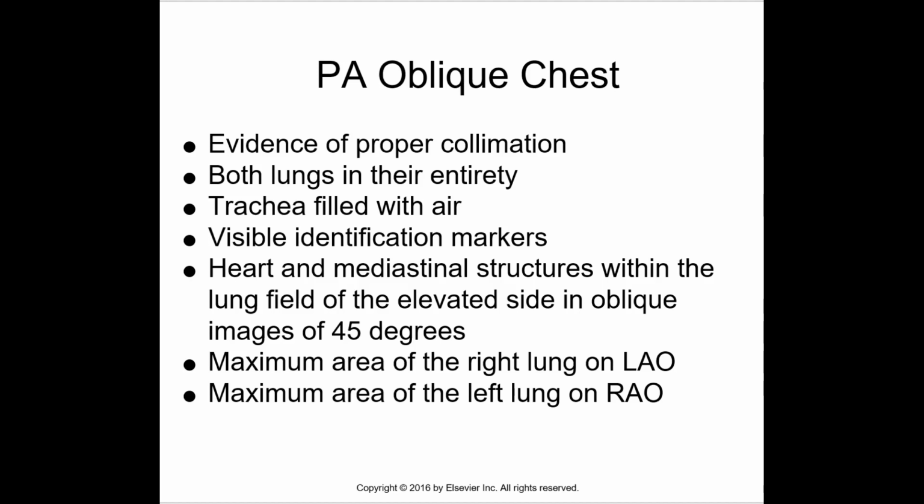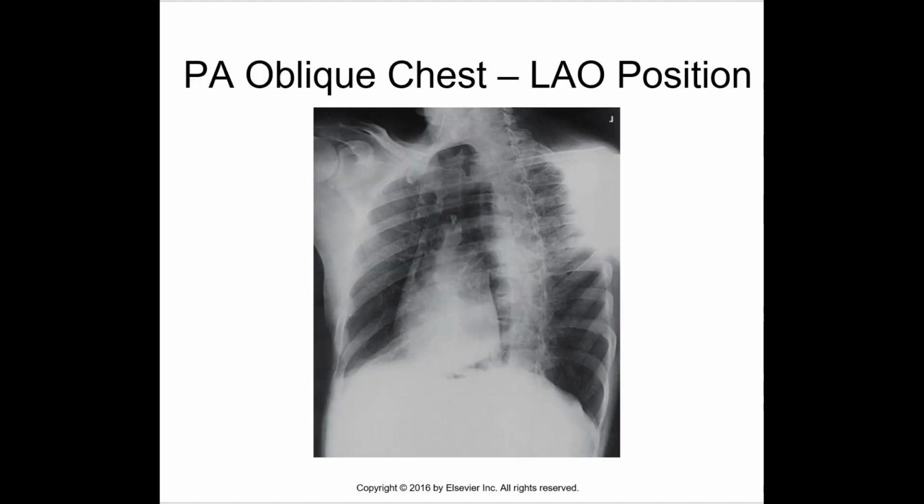PA oblique chest: evidence of proper collimation, both lungs in their entirety, trachea filled with air, visible identification markers, heart and mediastinal structures within the lung field of the elevated side in oblique, images of 45 degrees, maximum area of the right lung on LAO, maximum area of the left lung on RAO. So there's an example of a PA oblique chest in the LAO position.